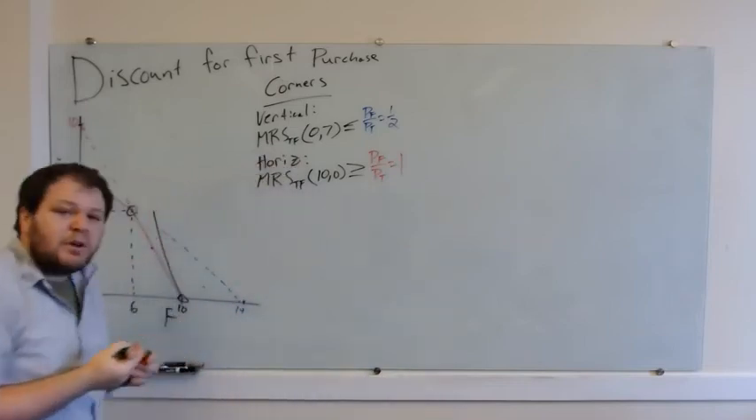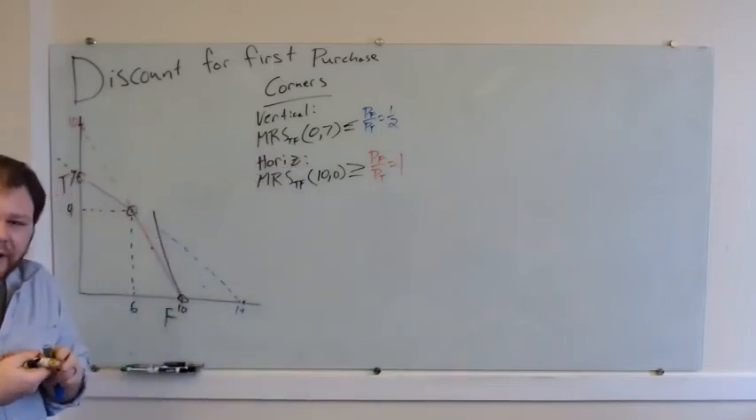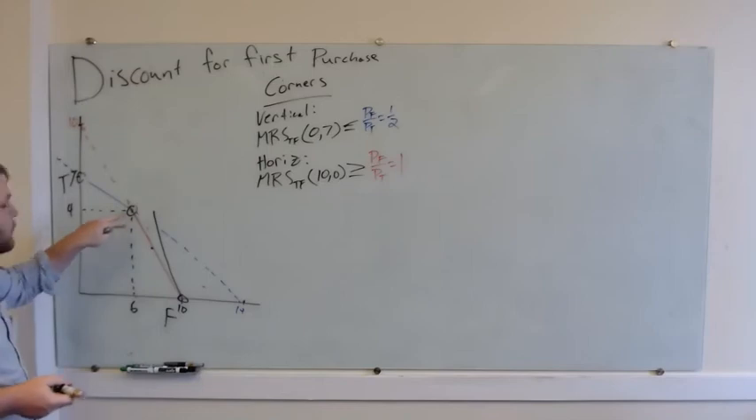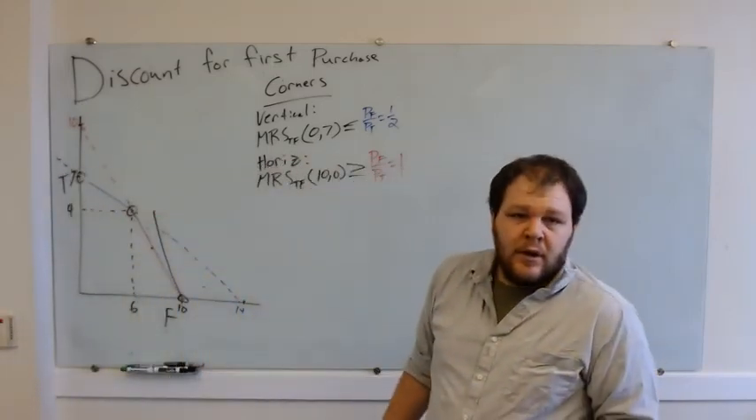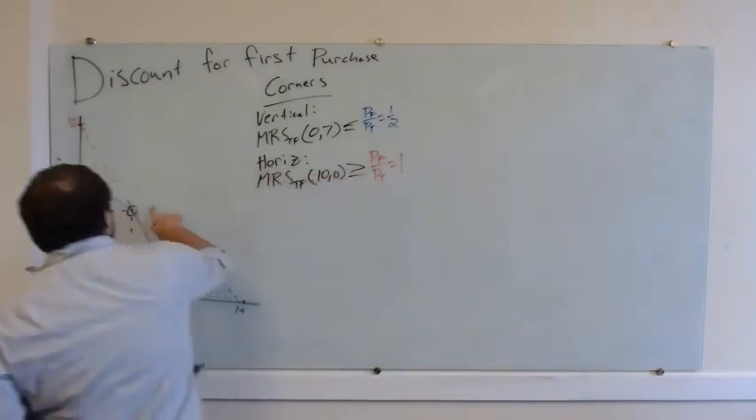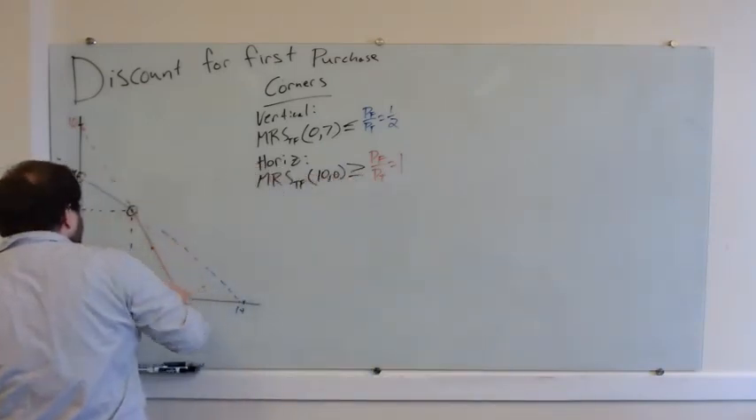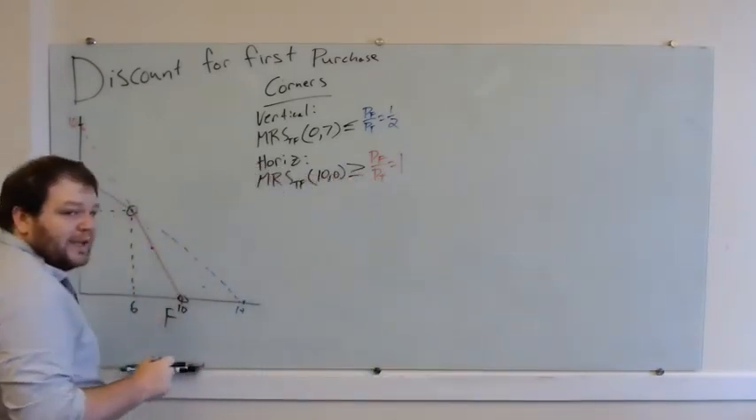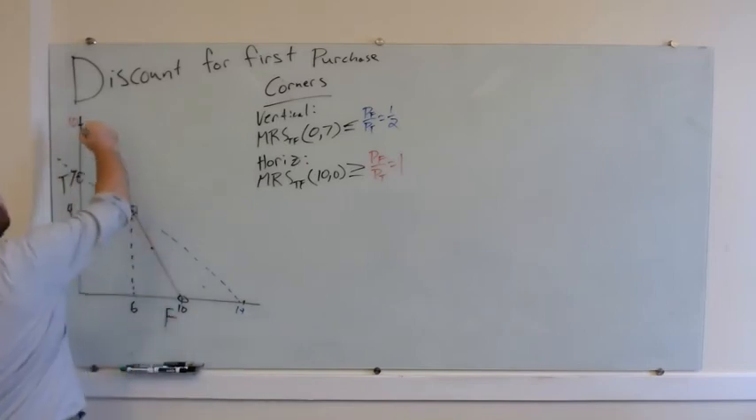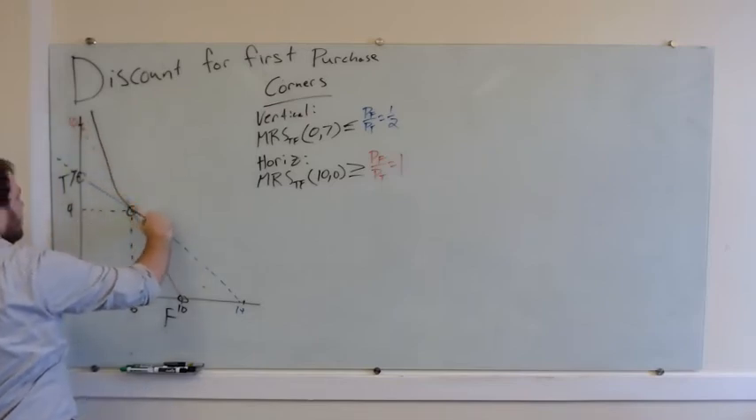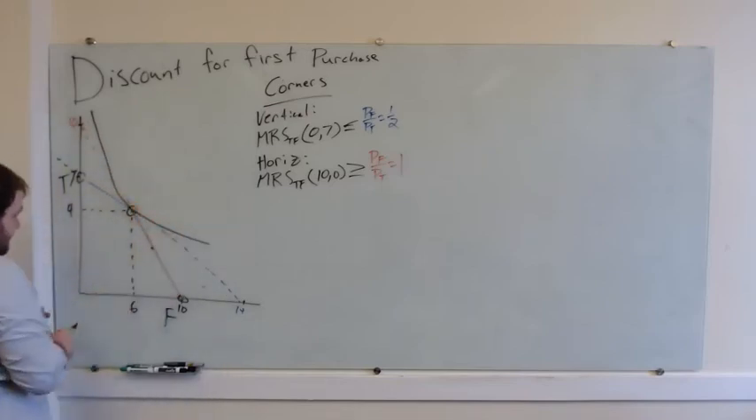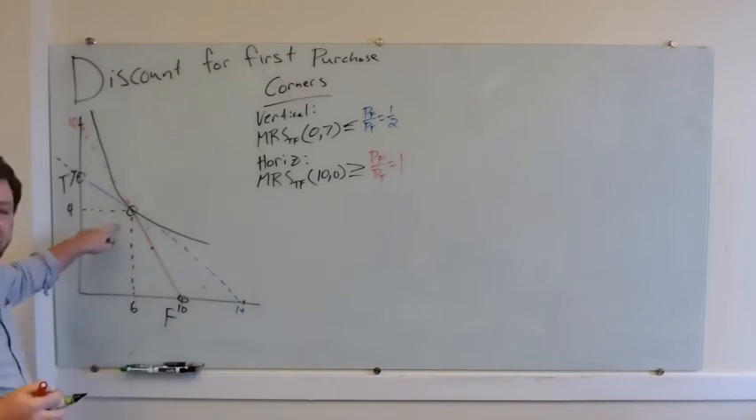Okay, so far so good. Nothing too wild here. But how about this last corner? What about this kink point, this middle corner? Let's think about what has to be true for that to be our optimal choice. So let's imagine that I have an indifference curve like this. Is this my optimal choice?